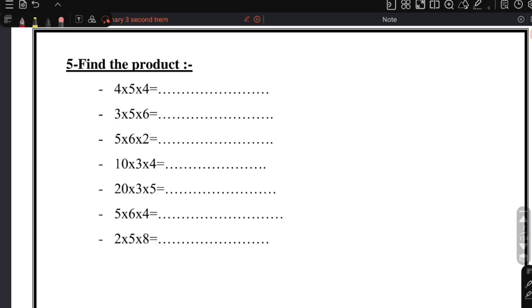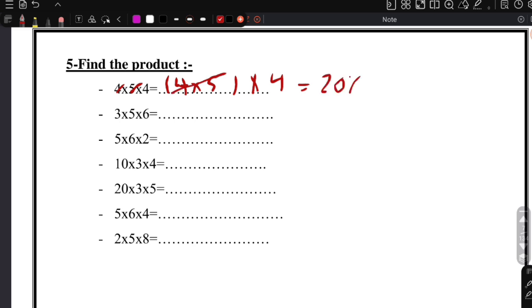Let's see this question. Find the product 4 times 5 times 4. I will choose any two numbers and put them inside parentheses. I will choose, for example, 4 times 5, times what? Times 4, the one left here. So let's find the product. 4 times 5 is 20. 20 times 4 will be what? Yes, excellent, perfect, 80.